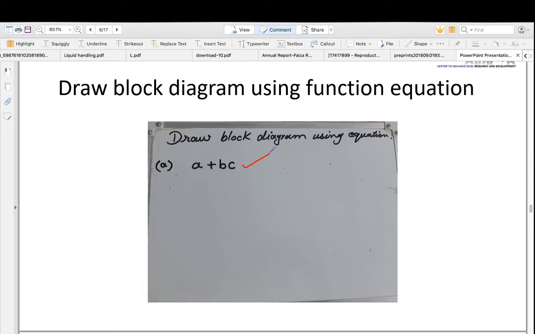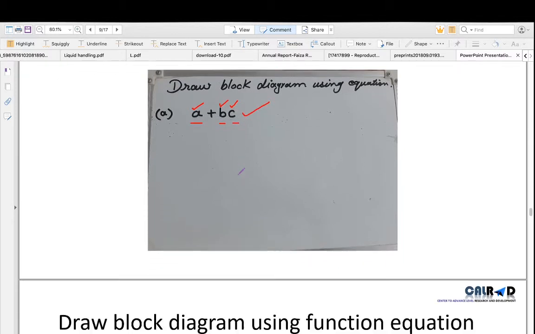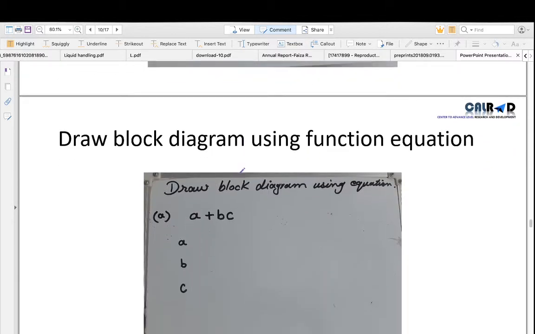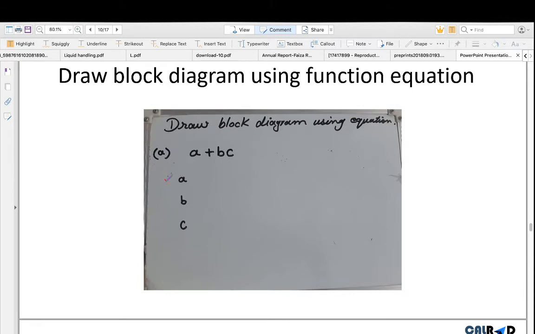The equation given to us is A plus BC. First we have to understand the total number of inputs given. Each character means one input. A means 1, B means 1, C means 1. So this means 3 inputs are given. Right? This is our first step, that we should know how many inputs there are. So we write A, B and C. These are the inputs given to us.